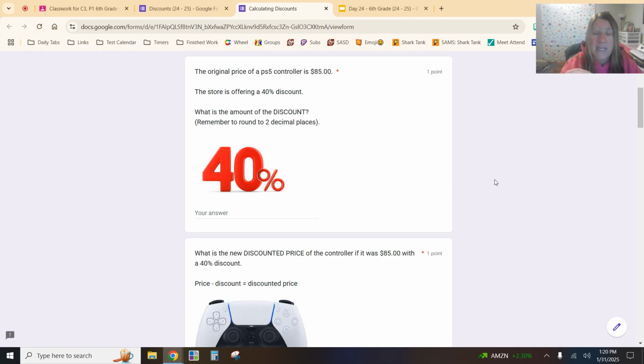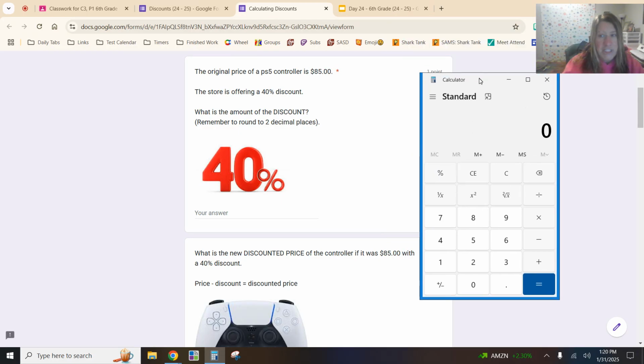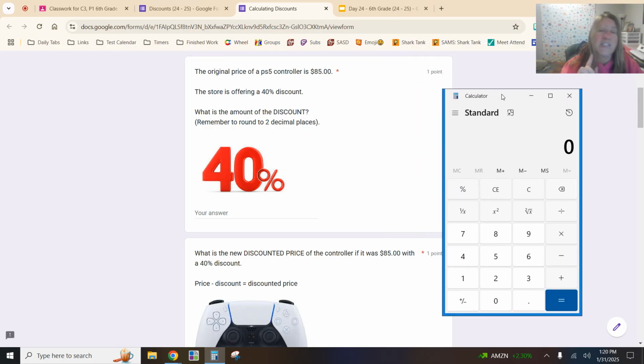All right, so you're going to have, similar to what we have been doing, an item. So in this case, it is a PS5 controller. It's $85. I have no idea if that's even legit. And they're giving a 40% discount, which I'm pretty sure is never going to happen. But anyway, you're going to find what is the amount of the discount. So you're going to take, and I'll do these first two together. Everyone should get these correct. So substitute, if you could just maybe pause this video if you need to, make sure everybody gets this opened up so that we can at least get some of these answers correct.